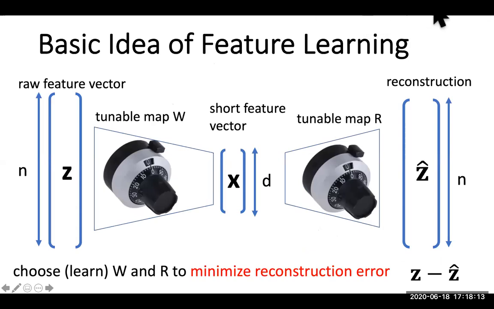But this is only one example. A multitude of feature learning methods arise from using different types of maps. So do you know another type of map that we can tune besides linear maps? What other function classes did we consider in this course? Or sets of different functions?